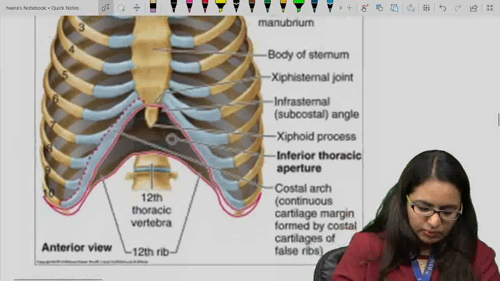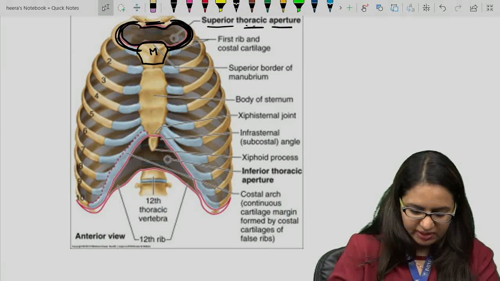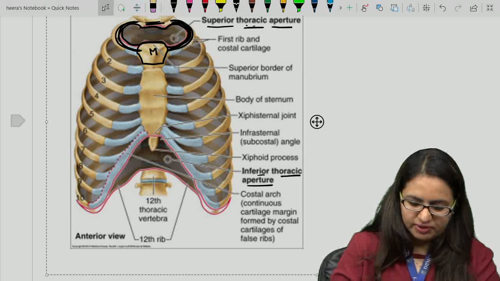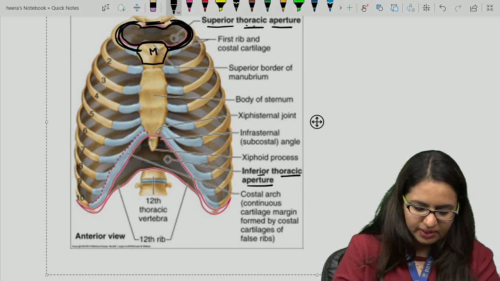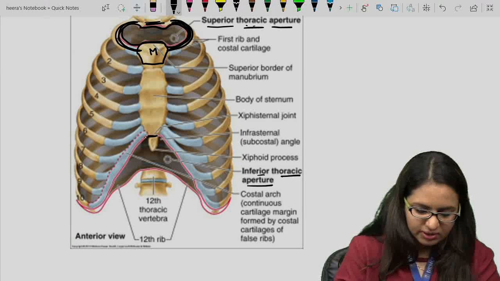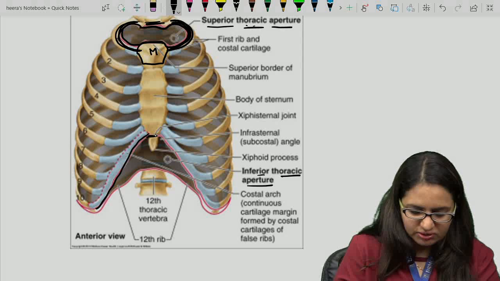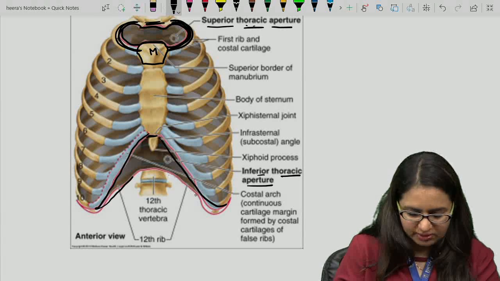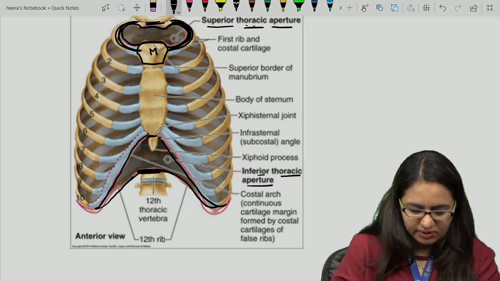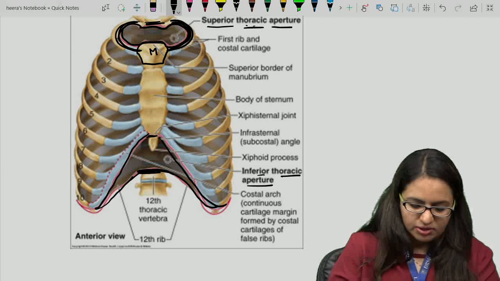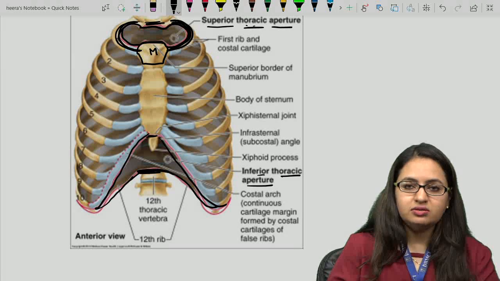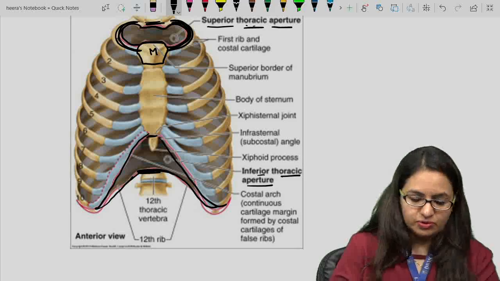And then at the lower portion we are having the inferior thoracic aperture. The inferior thoracic aperture entirely is bounded by the xiphoid process, or we can say the lowermost portion of the sternum over here, then the subcostal margin and the lowermost rib, that is the 12th rib over here, and posteriorly the 12th thoracic vertebra. So this is also termed as the thoracic outlet or the inferior thoracic aperture.